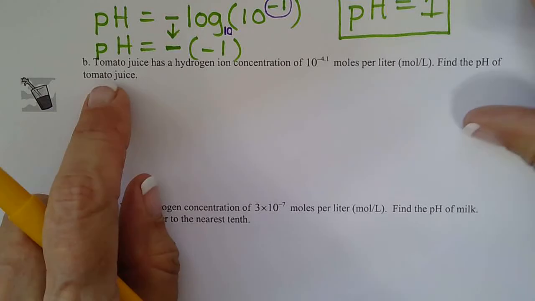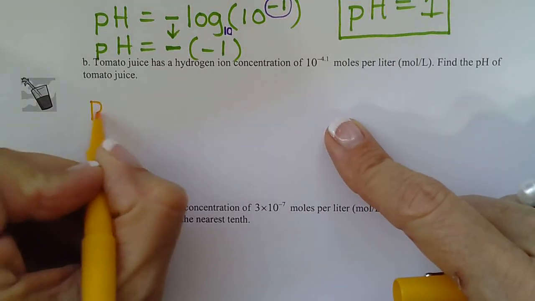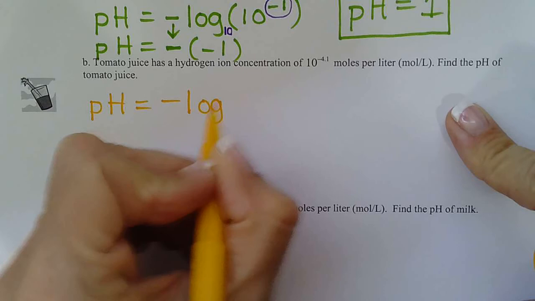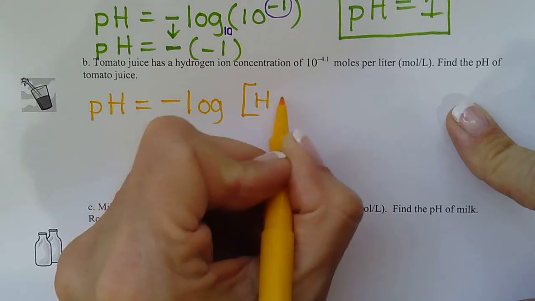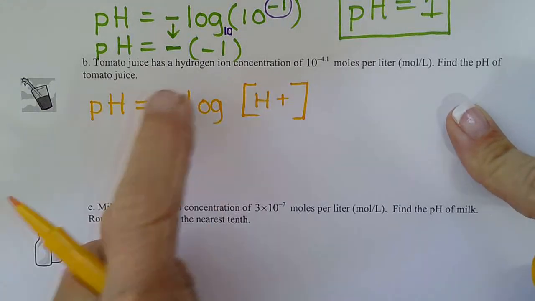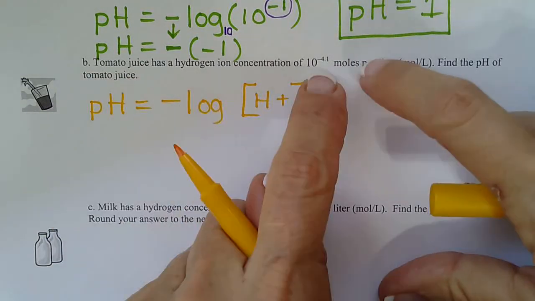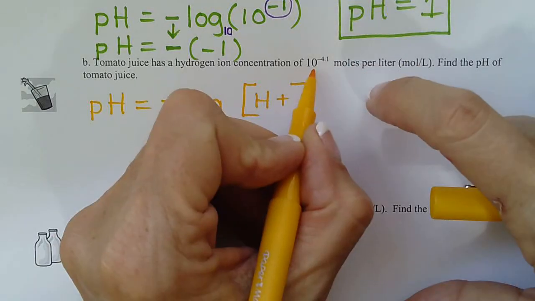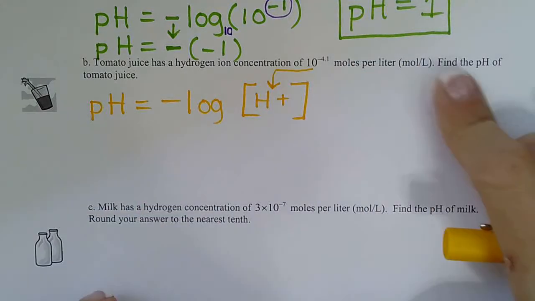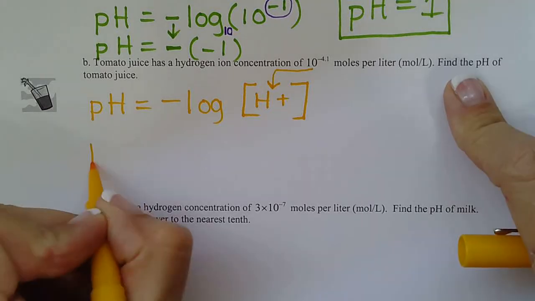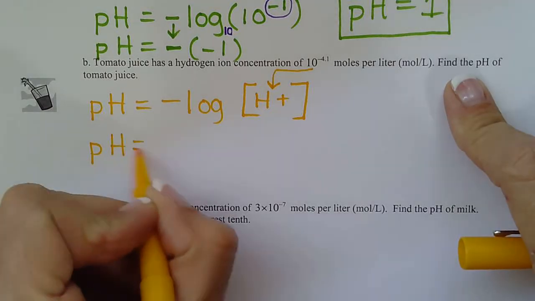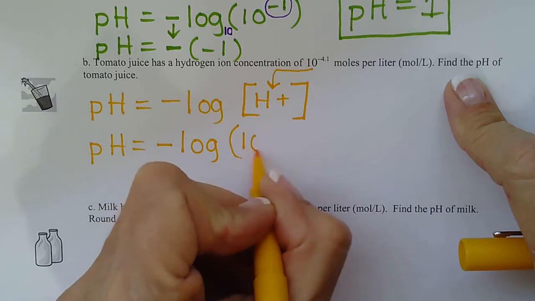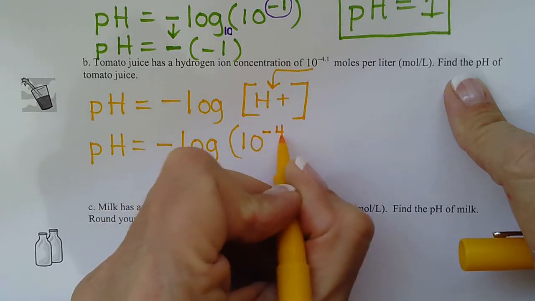Okay, so pH equals the opposite of the log of the hydrogen ion concentration. Tomato juice has a hydrogen ion concentration of 10 to the negative 4.1. So we're going to put that in there. Moles per liter. Find the pH. So negative log 10 to the negative 4.1.